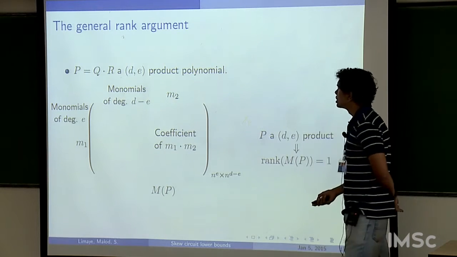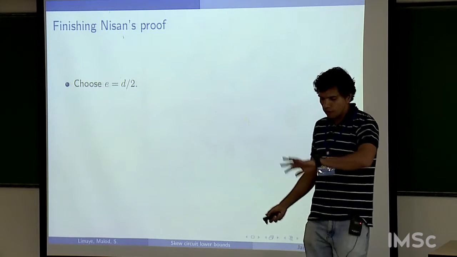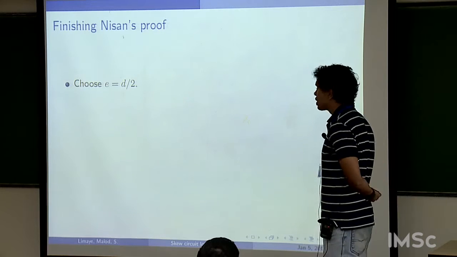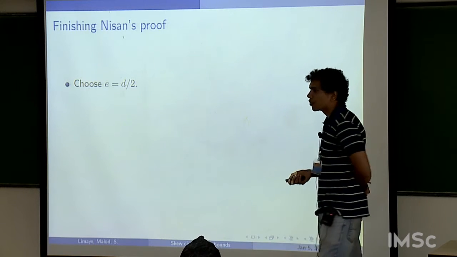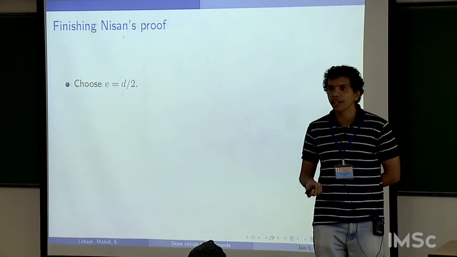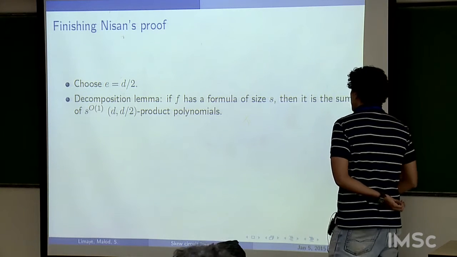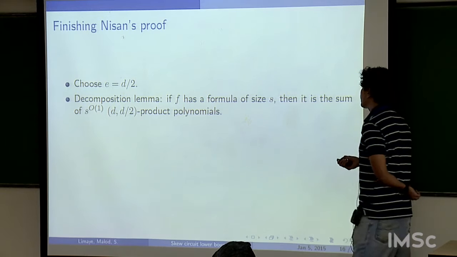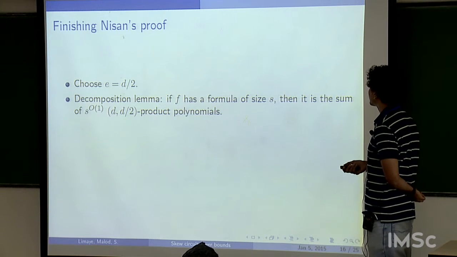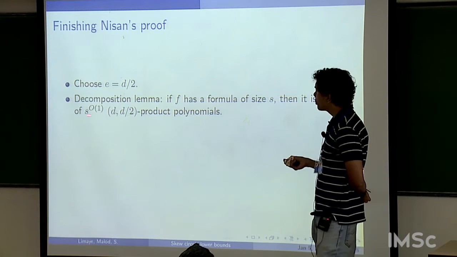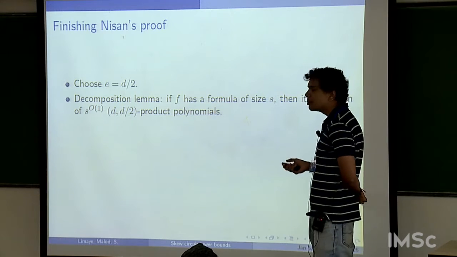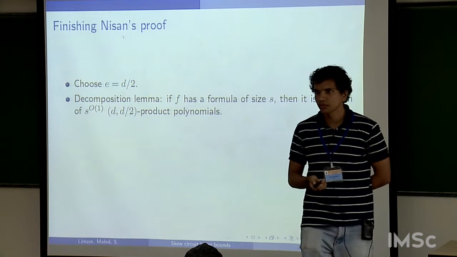Okay. All right. So we are ready to finish off Nisan's proof. Let's apply Nisan's decomposition lemma with a particular choice of e, and we'll take e to be d by 2 or something. It's a very simple choice. The decomposition lemma of Nisan tells us that if a polynomial f has a formula of size s, then it is the sum of polynomially in s many d by 2 product polynomials. Right?